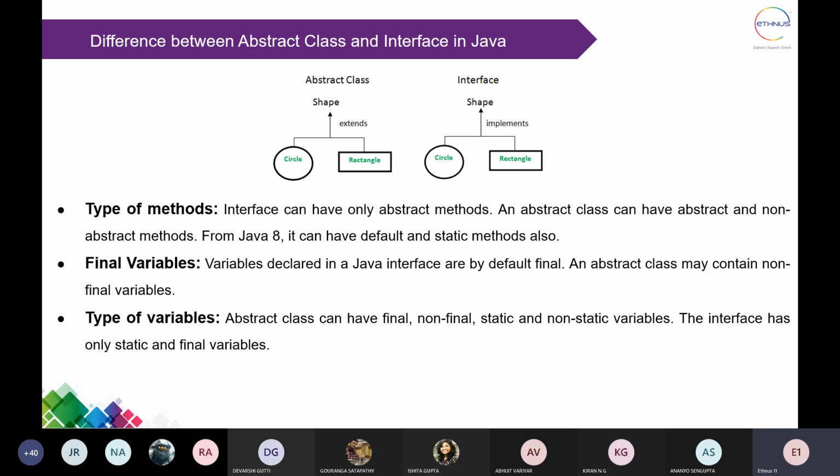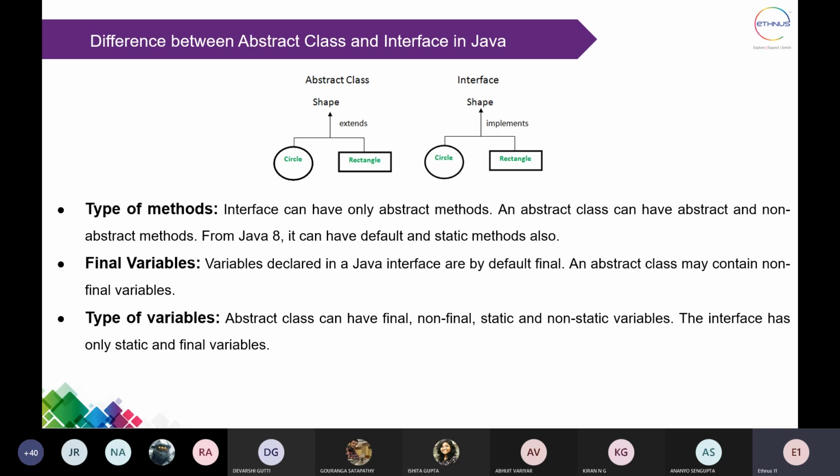So here, while coming to the abstract class, circle and rectangle, we can say it is extending the superclass shape. But while coming to interface, it is not extending, it is actually implementing the methods that we have. In an interface, we know that we have only methods, so it only implements the methods by overriding them. The circle and rectangle classes implement the methods present in the superclass, that is shape. So that is the difference between abstract class and interface.